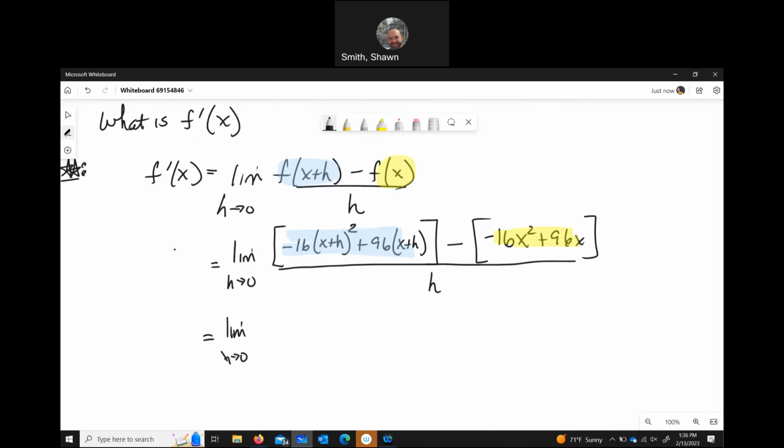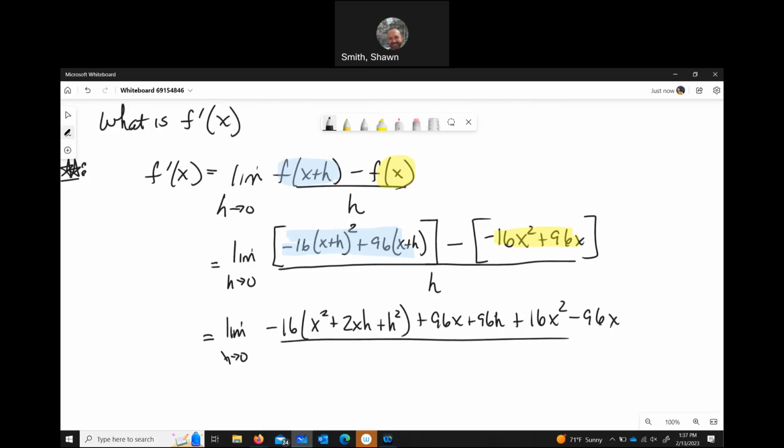All right, order of operations, exponents come first, so we'll have negative 16 times x plus h all squared, x plus h times another x plus h. Don't make the mistake of just saying x squared plus h squared. That's a very common algebraic error. Most people do. That's binomial times binomial, which gives you a trinomial. So it's x squared plus 2xh plus h squared. Plus the 96, I'll distribute: 96x plus 96h. And now distribute the negative all the way across the other bracket. We'll have positive 16x squared minus 96x, all over h.